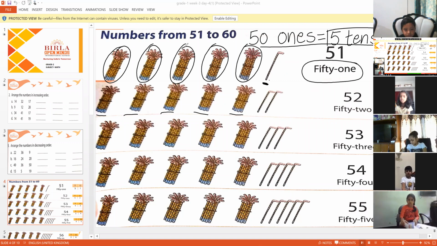And in each group there are 10 ones. So this means 5 groups is equals to 5 tens. So again see here, children, in tens place we will write 5. And how many sticks are kept separately, which are not included in the group? 2 sticks are there. This means in ones place we will write 2. So the number is 5, 2, 52. And this number 52 is written in word form also.